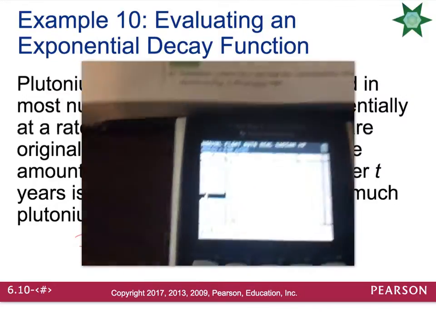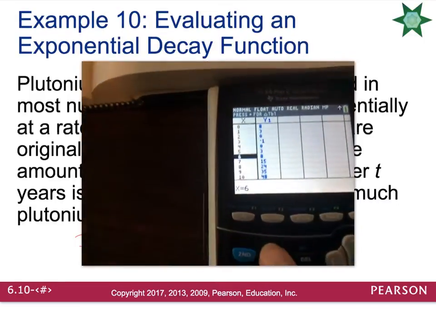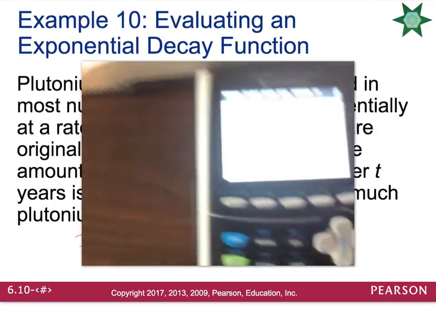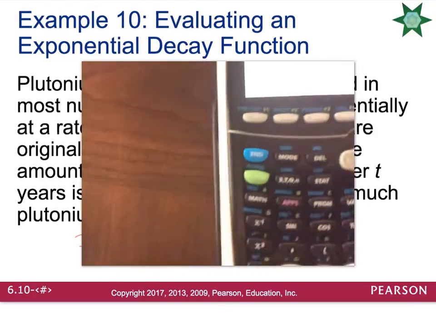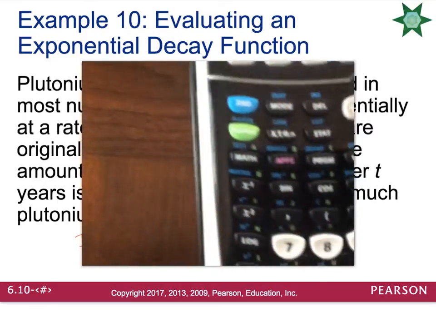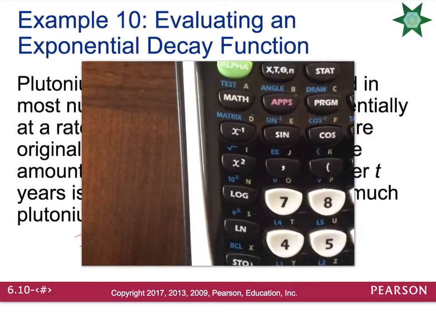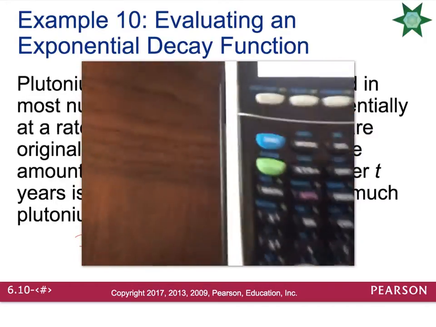So I'm going to go to my calculator screen. I'm going to get out of where I was previously by hitting second and quit. And then I'm going to type in my 2,000. My E button is on the left. It's above where it says LN. Notice it says E to the X there. So I'm going to have to hit second LN to get to my E to the X.